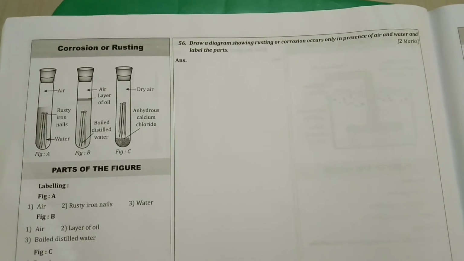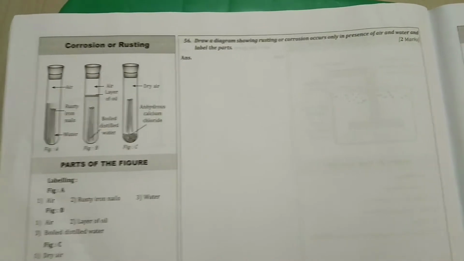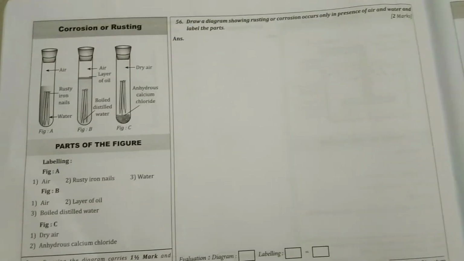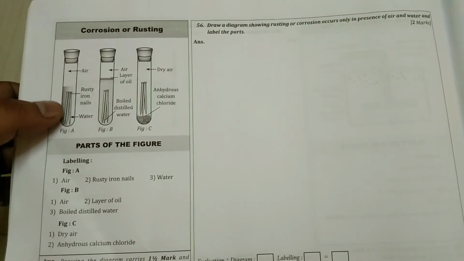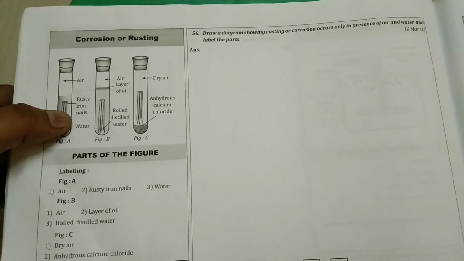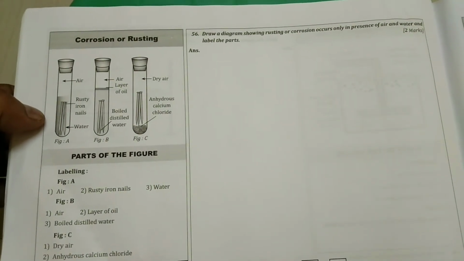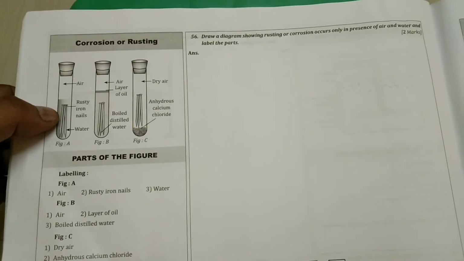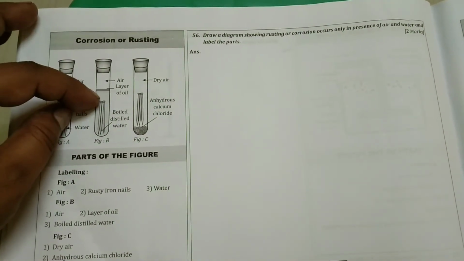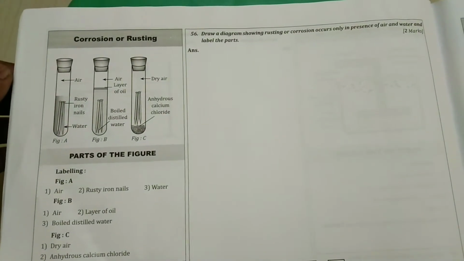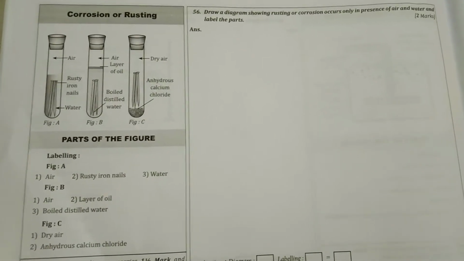Next one is: draw the diagram showing that rusting or corrosion occurs only in the presence of air and water, and label the parts. Children, we know that this is also a most important 8 mark question. In figure A, air is present as well as water. So you can see the rusting of iron articles, right? Whereas in figure B we have air, but it will not pass through because we have kept a layer of oil over boiled distilled water. In figure C we have dry air and anhydrous calcium chloride.